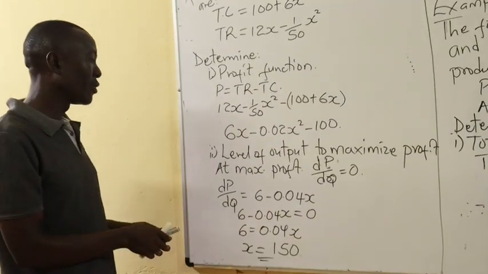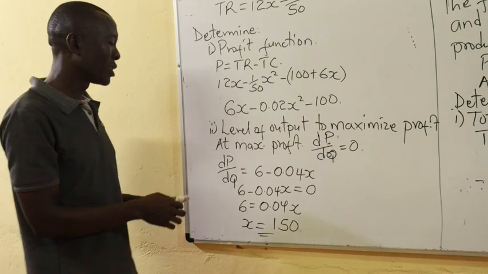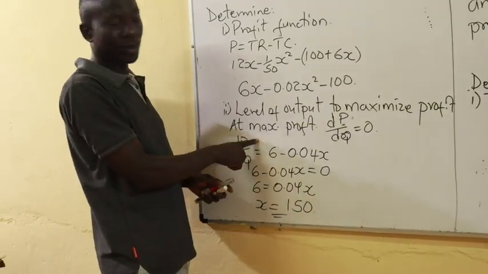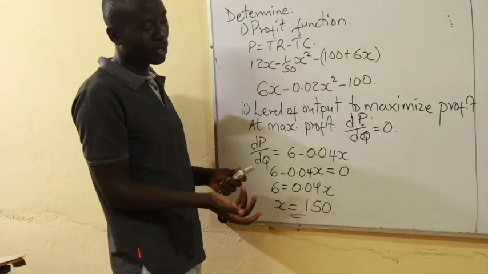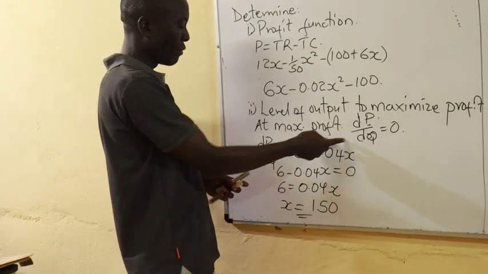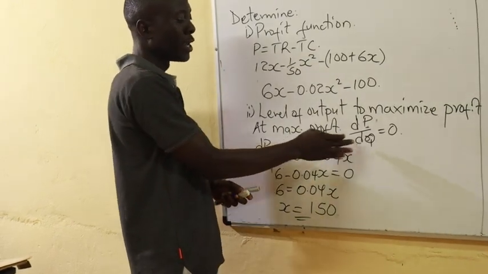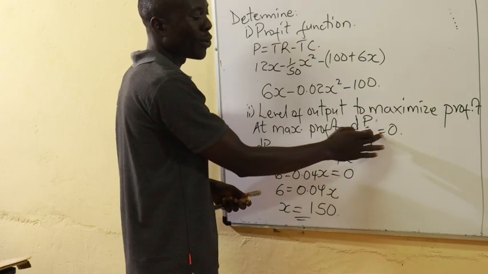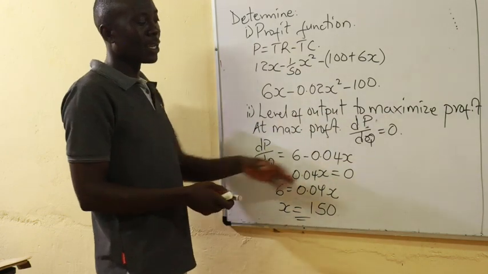Roman 2, we are also asked to determine the level of output to maximize profit. First of all, for us to maximize profit, we must differentiate the profit function with respect to Q. Q is the quantity of output. After differentiating, to get the level of output to maximize profit, we'll have to equate that answer to 0.